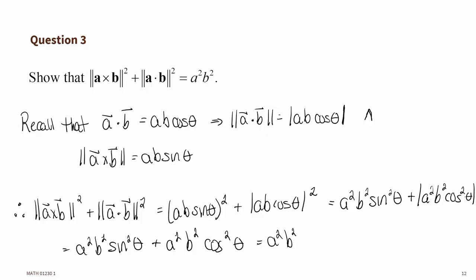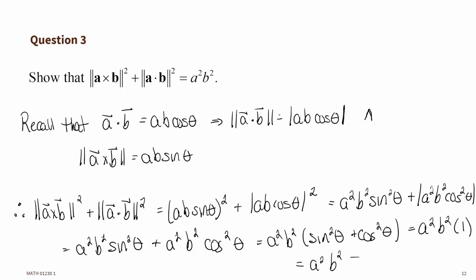There's an a squared, b squared common. Factor it out. Sine squared plus cosine squared, which is a squared times b squared. So the next two.